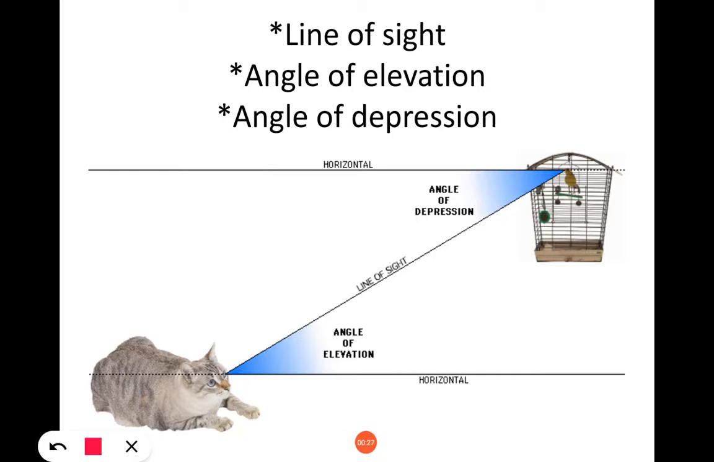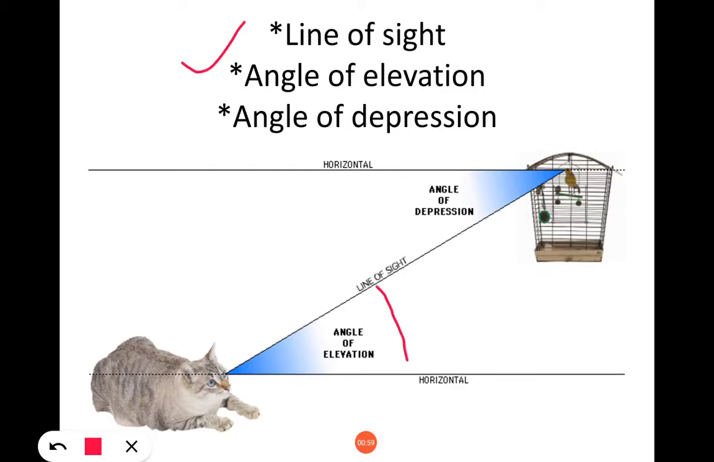We have a cat observing a sparrow. Here the line connecting the eye of the cat with the sparrow is called line of sight. Means the line connecting the eye of the observer with the object is called line of sight. So this is line of sight. Now next is angle of elevation.